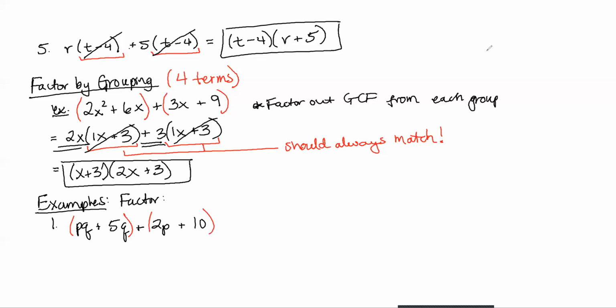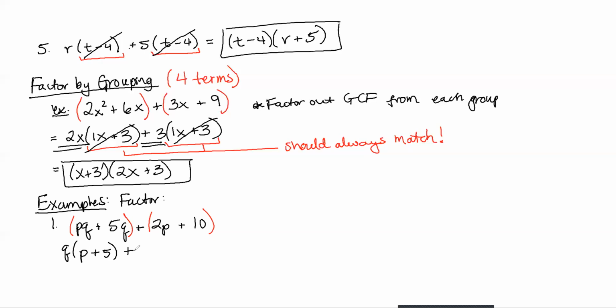And then we'll factor out from each. So the PQ and the 5Q don't share any numbers, but we can take out a Q. So our first term, get rid of the Q, we're left with P, plus get rid of the Q in the last term, and we're left with 5. You can always double check: Q times P, PQ, Q times 5, 5Q. That way you're not having to double check it all at the very end.